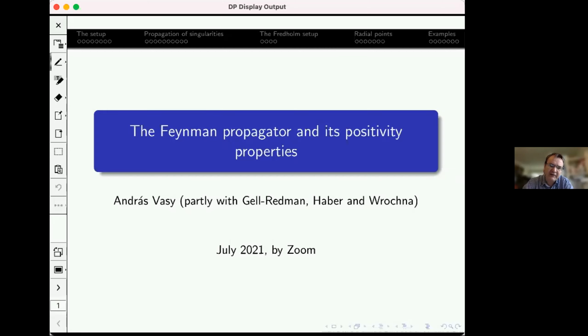What we'll talk about is the Feynman propagator and its positivity properties. Of course, this has a very long history, and there are many aspects one can talk about, so I will be concentrating on one particular aspect. Part of what I'll talk about is joint work with Georg Redmann and Haber, as well as Michael Rochna.